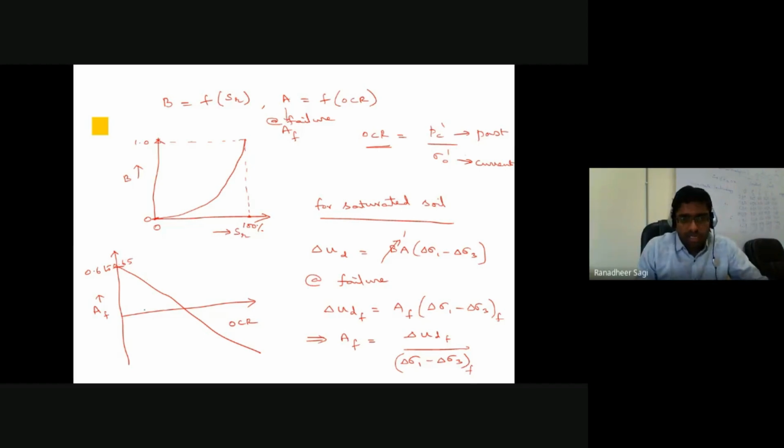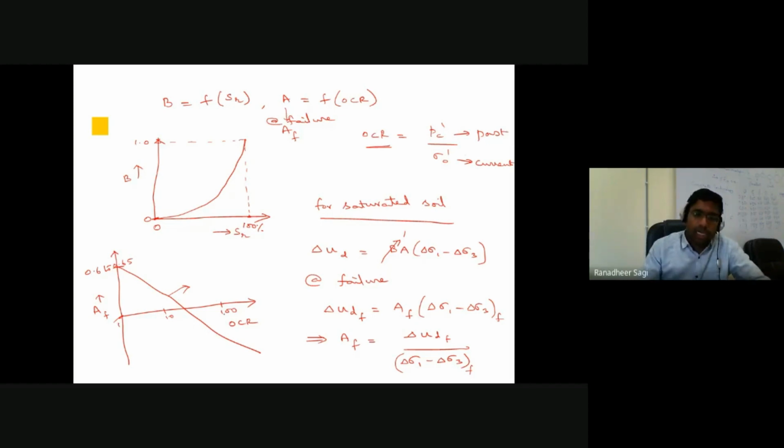And let's say on the horizontal axis, you have your over consolidation ratio data indicated, let's say on a logarithmic scale. So 1, 10, maybe 100, 1000 and so on. Accordingly, we'll plot a graph. Now, what we need to understand from this graph is that this AF value, the higher the over consolidation ratio of the soil, can also become negative.